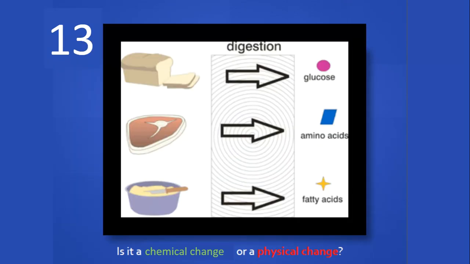Number 13: bread, meat, some type of, we'll say that's mashed potatoes. I don't know. You take that, you put it through digestion, and out comes glucose, your amino acids, and your fatty acids. Are these the same substances? So, is it a chemical change or a physical change? Justify your answer.